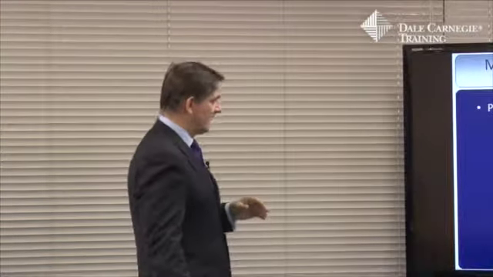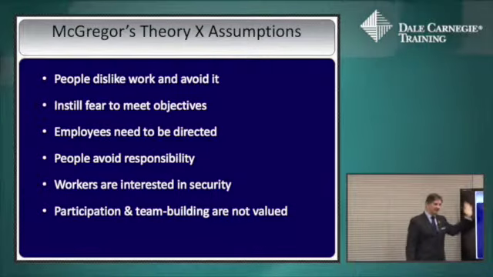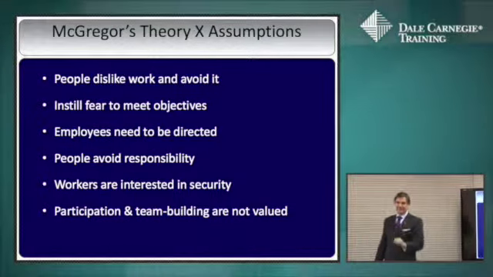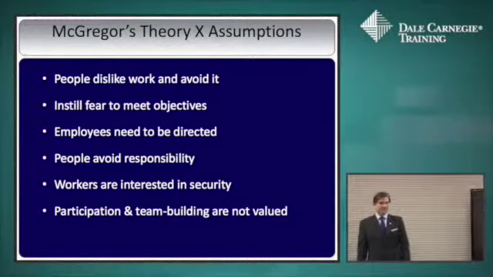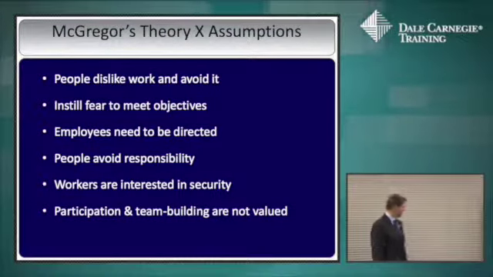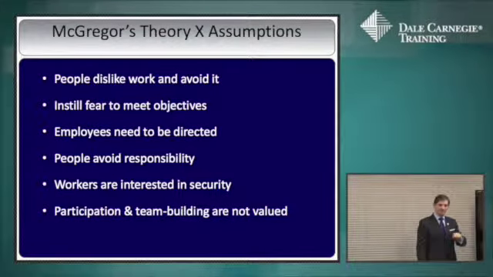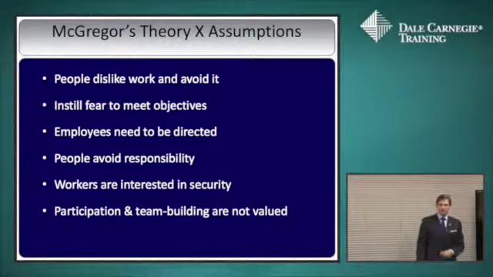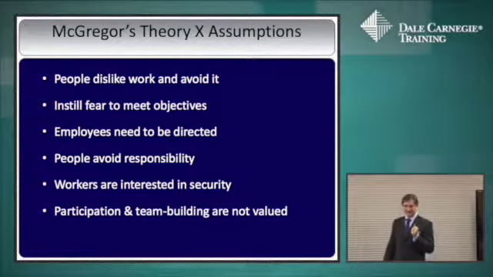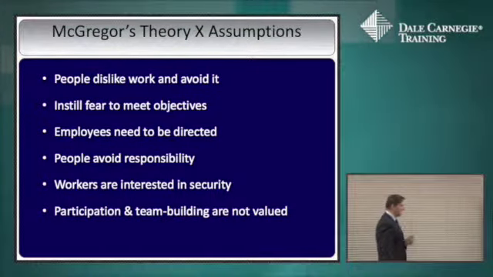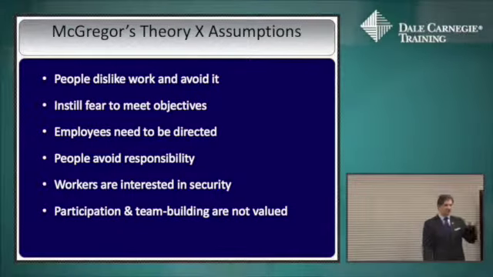Now, McGregor had a very interesting idea. Theory X leaders basically didn't see people in a positive way. They felt that, well, people are lazy. They try to avoid work. I've got to be on them all the time. Use the whip, okay? Use the whip to get people to do things. Give them direction all the time. Micromanage them.